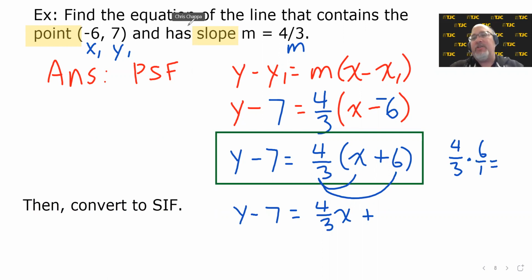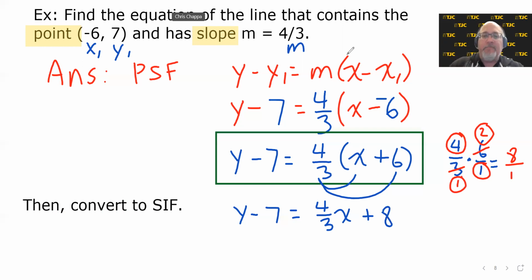You could multiply across the top to get 24 and across the bottom to get 3. Or you could reduce first. This 3 will reduce into that 6 and leave behind a 2. That will leave 4 times 2 on top, which is 8. And on the bottom, we're just left with, well, technically there's a 1 left over with a 3. 1 times 1 on the bottom, which of course is 1. And of course, 8 over 1 is just 8.